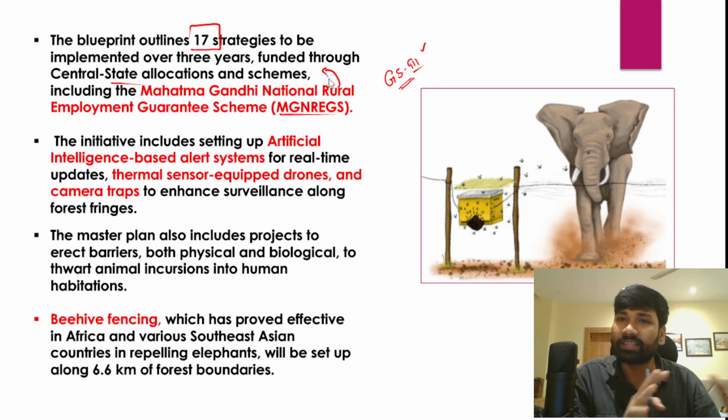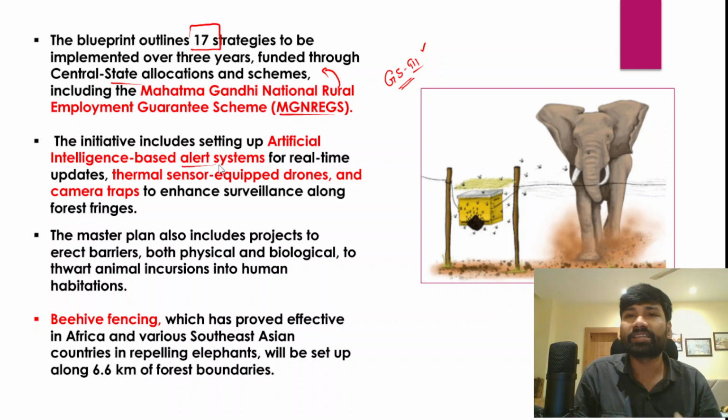Apart from that, these initiatives would also include artificial intelligence. The potential of artificial intelligence can be used in mitigation of human wildlife conflicts, because artificial intelligence based alert systems can effectively provide real-time updates, and these regular alerts would be able to prevent large-scale human-wildlife conflicts. Now, with human-wildlife conflicts, what has been happening? Either animals are being killed or human beings are injured, or it also leads to loss of property.